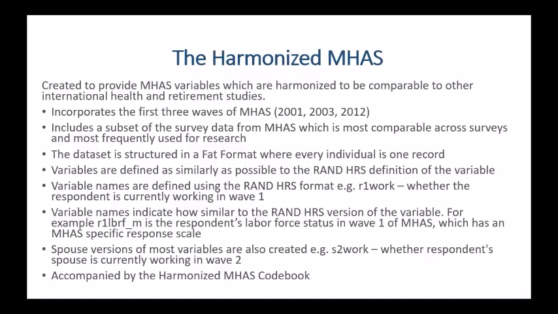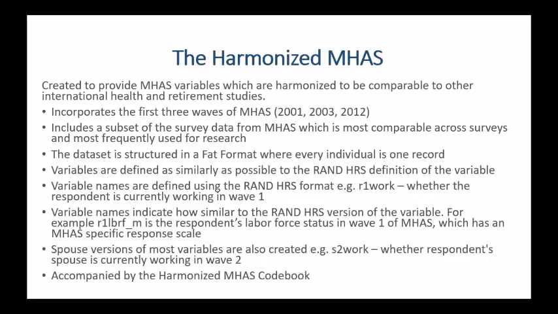The harmonized MHAS is structured in wide format, and what that means is that every individual is one record, and then the different records for different waves are listed out using a variable name convention. That variable naming convention is we label our variables something like R1WORK, and that's whether the respondent in wave 1 is working. And then of course in wave 2, the same question that was asked in the follow-up wave would be labeled R2WORK.